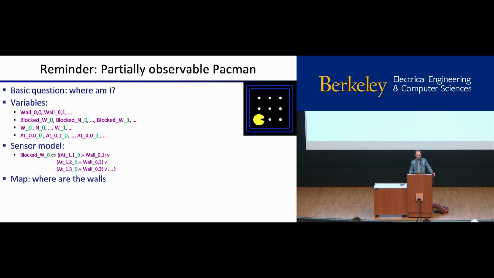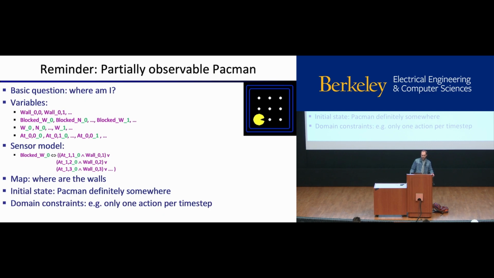There's also a map. Where are the walls? So we can tell Pacman where the walls are to help him figure out where he is. And then we tell Pacman some details about the initial state. He's definitely somewhere. And then we add some domain constraints, like there's only one action per time step. So if west 0 is true, then north 0 is not. If west 4 is true, then east 4 is not. And a transition model. That was what I was showing you just now, how the state variables change or how they don't.